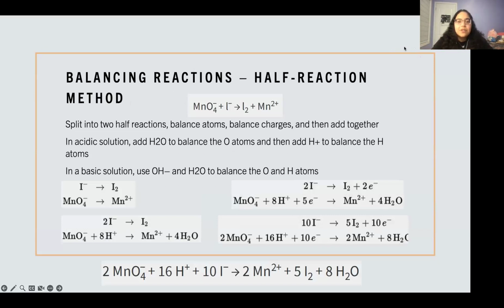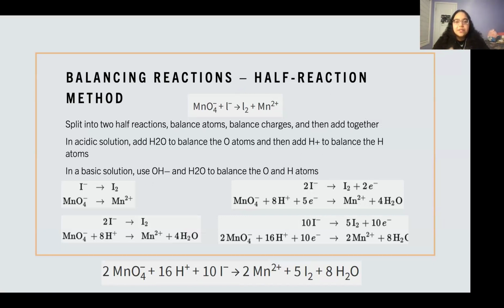From there, you need to know how to balance reactions. So if you have the reaction at the top there, MnO4- plus I- goes to I2 plus Mn2+. Usually for these reactions, you're given if it's in acidic or basic conditions, and that comes into play when you're balancing. The method is half reactions: split it into 2 half reactions, balance your atoms, balance your charges, and then add back together.